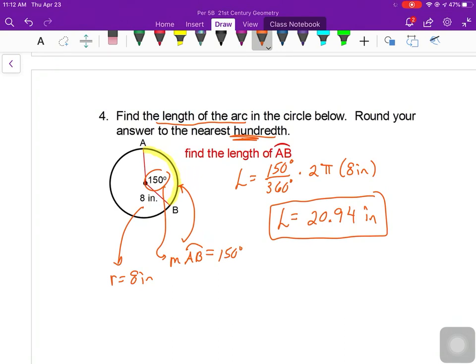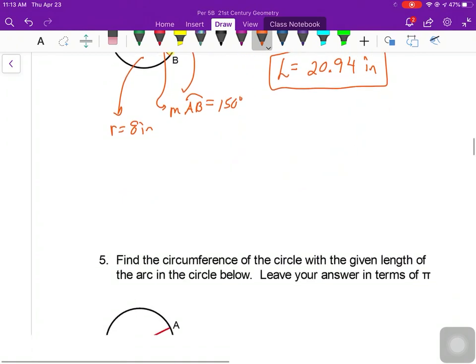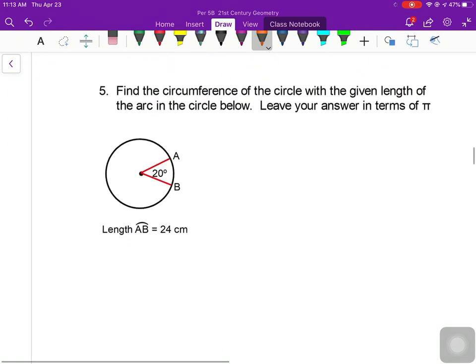That's how you find arc length. Now, occasionally, they will give you information about the arc length and ask you to find the overall circumference of the circle. That's what's happening here in problem number 5. They ask us to find the circumference, and they give us the arc length. When they ask you to find the circumference and they give you the arc length, what you're going to do is you're going to use a proportion.